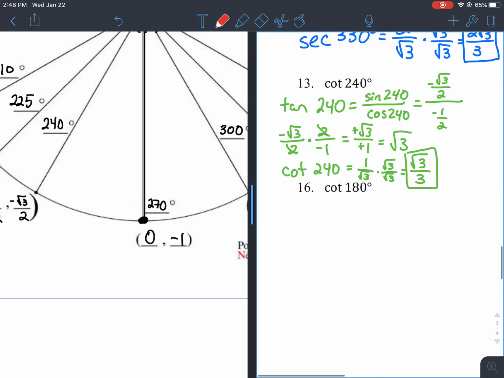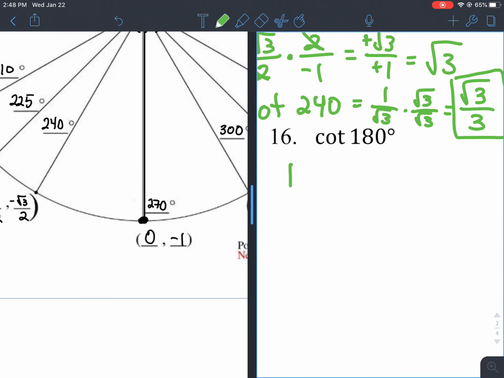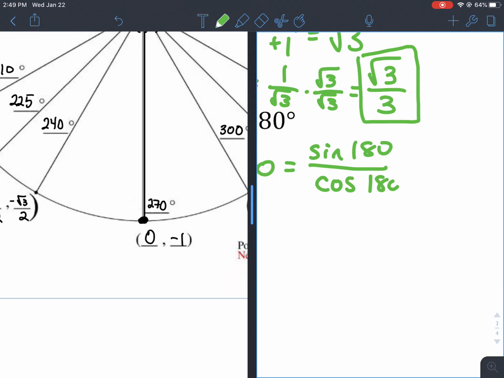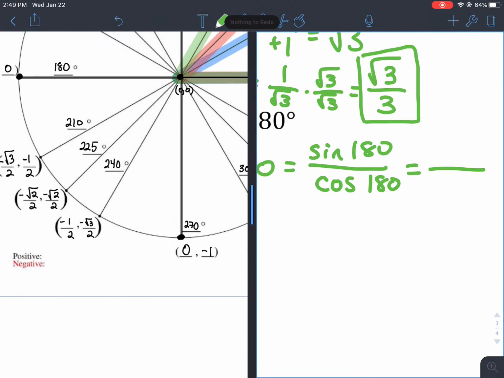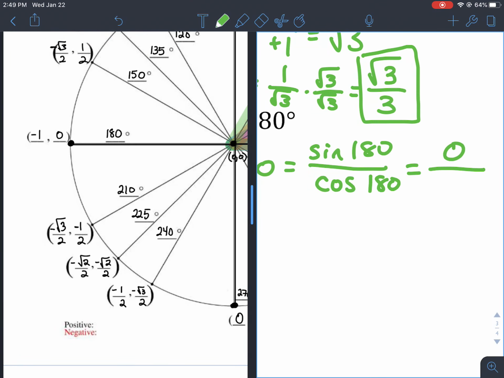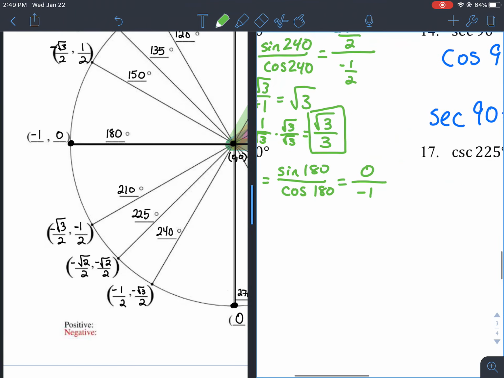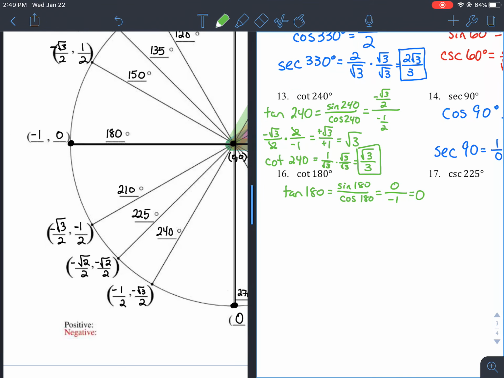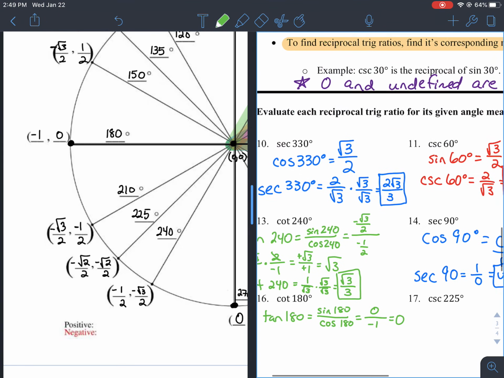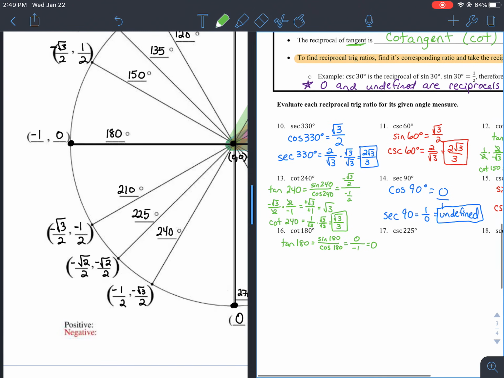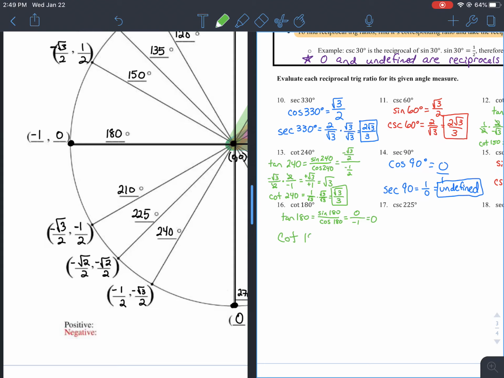For cotangent of 180, we start by finding the tangent of 180, which is the sine of 180 over the cosine of 180. The sine of 180 is 0. The cosine of 180 is negative 1. So 0 divided by negative 1 is 0. This is where we can use our shortcut. If the tangent is 0, the reciprocal of 0 is undefined. So the cotangent of 180 is undefined.